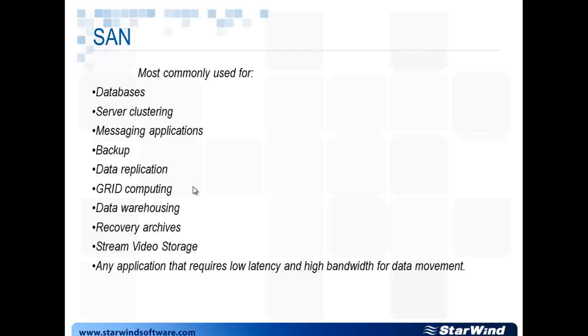SAN works best for these types of applications: databases, server clustering, especially server clustering, messaging applications, backups. Backup also is in a priority list. Data replication, grid computing, data warehousing, recovery archives, stream video storage, and applications that require low latency and high bandwidth for data movement. As you can see, these are really enterprise level applications and services. And as you all understand, when talking about SAN, we're talking about serious business here.